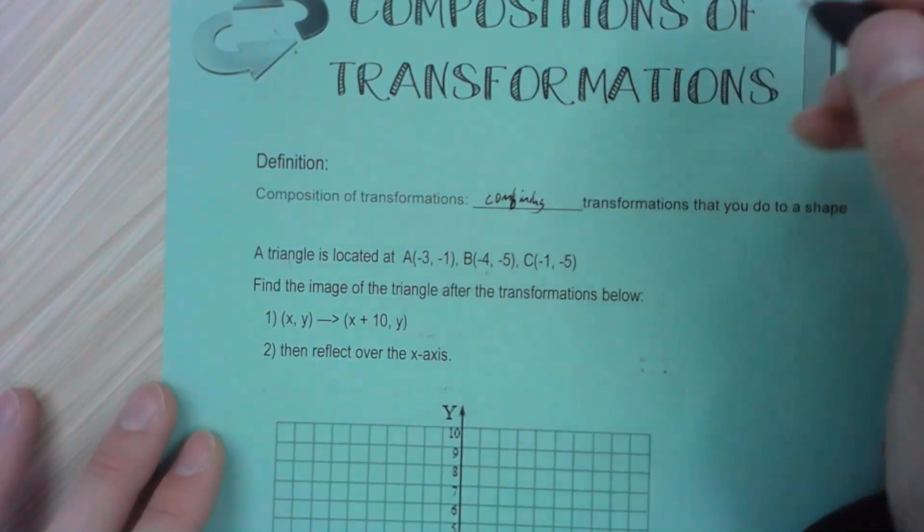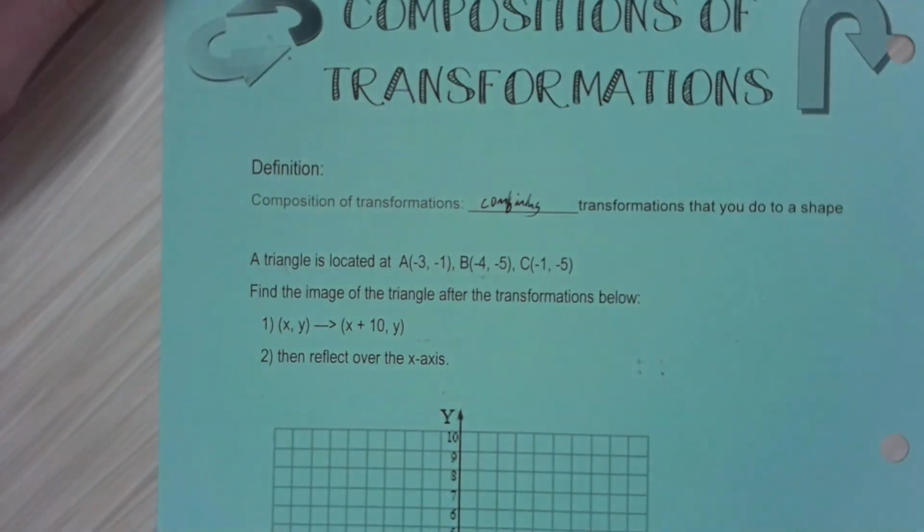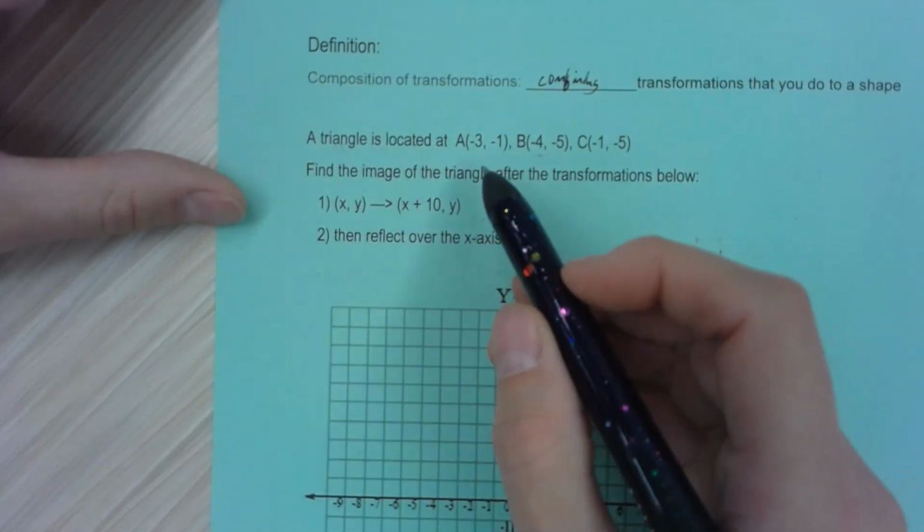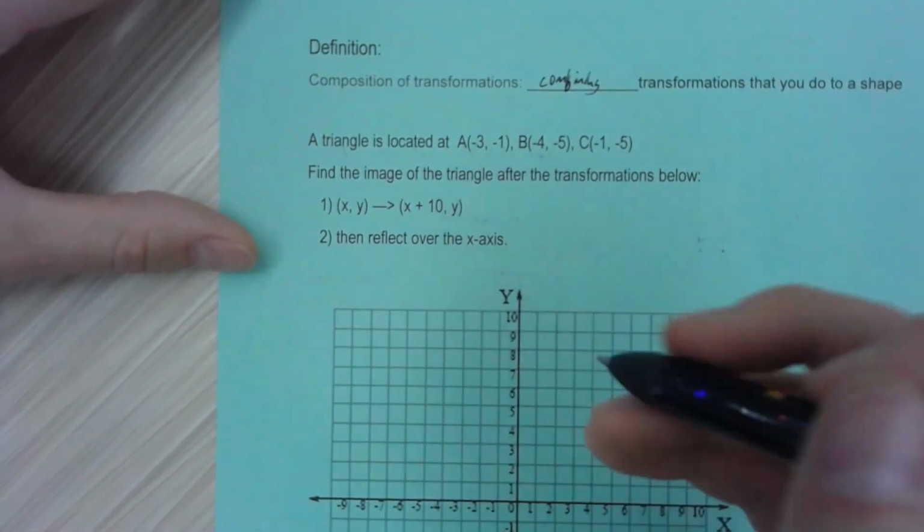Combining transformations you do to a shape. We're going to do multiple transformations to a given pre-image. So this triangle is located at A, B, and C. So A is at -3, 1.